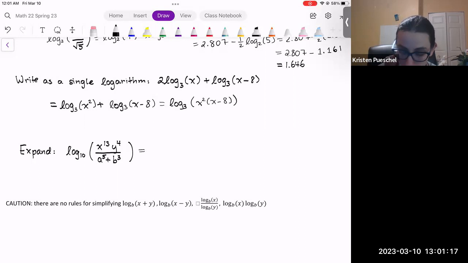So for example, here, this has a quotient. So this is equal to the log base 10 of x to the 13th, y to the 4th, minus the log base 10 of a to the 5th plus b cubed. Now this second term is a sum, so we can't do anything with it. The only thing that we can simplify are products and quotients and powers, but this is not a shared power. A is raised to the 5th power, B is raised to the 3rd power, even if they were the same numbers, because it's not a single power, there's nothing we can do with the term.